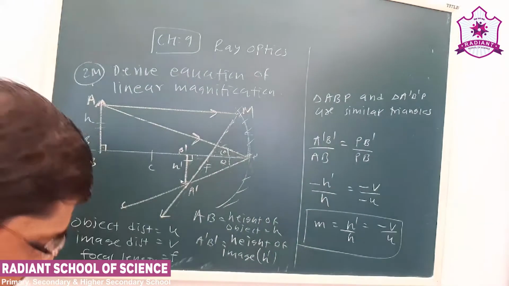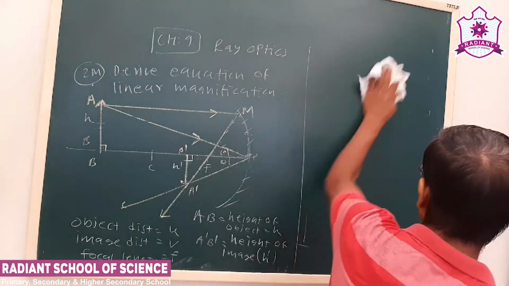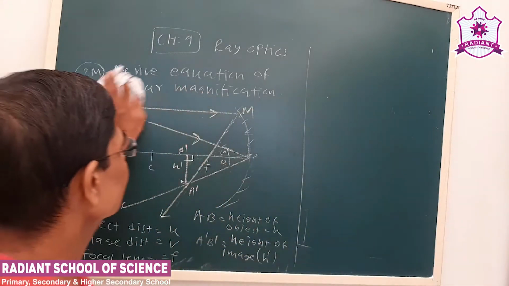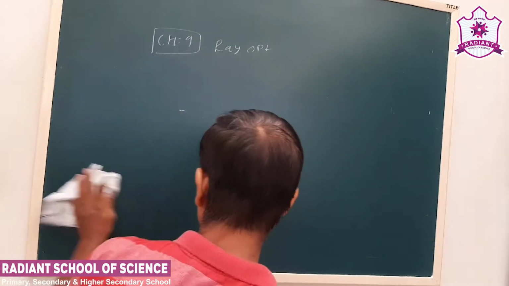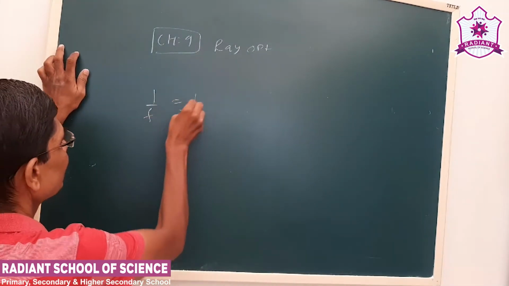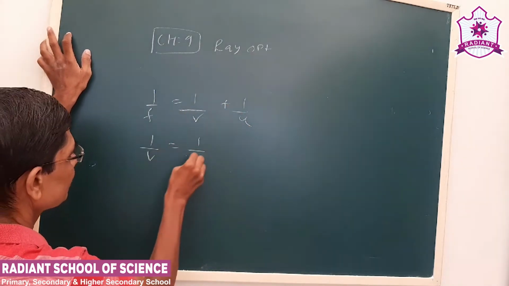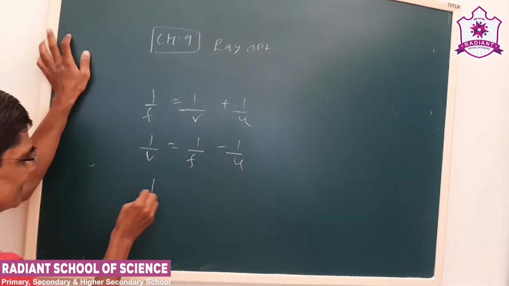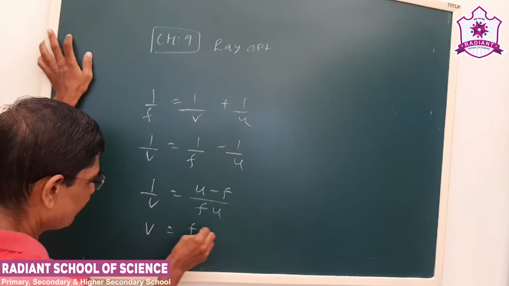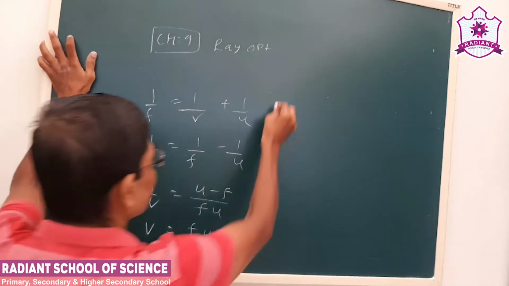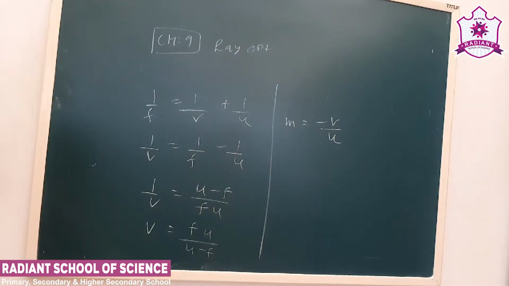We have to remember this very well. Now one more useful formula. For the mirror, 1 by F is 1 by V plus 1 by U. So 1 upon V is 1 by F minus 1 by U, and 1 by F minus 1 by U is U minus F upon FU. So V is FU upon U minus F. Now magnification is minus V by U, that we have seen just now.